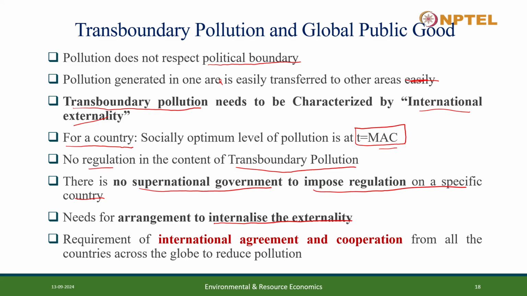The arrangement is done through international agreements such as the Paris Agreement, before which we had the Kyoto Protocol, etc. Or there is some cooperation at the international level from all the countries. So what will they do? All the countries will sit together. They will say, I will reduce this much of emission, or I will reduce emission intensity from this level. I will try to install more renewable energy capacity, etc. This is how the agreement is done.